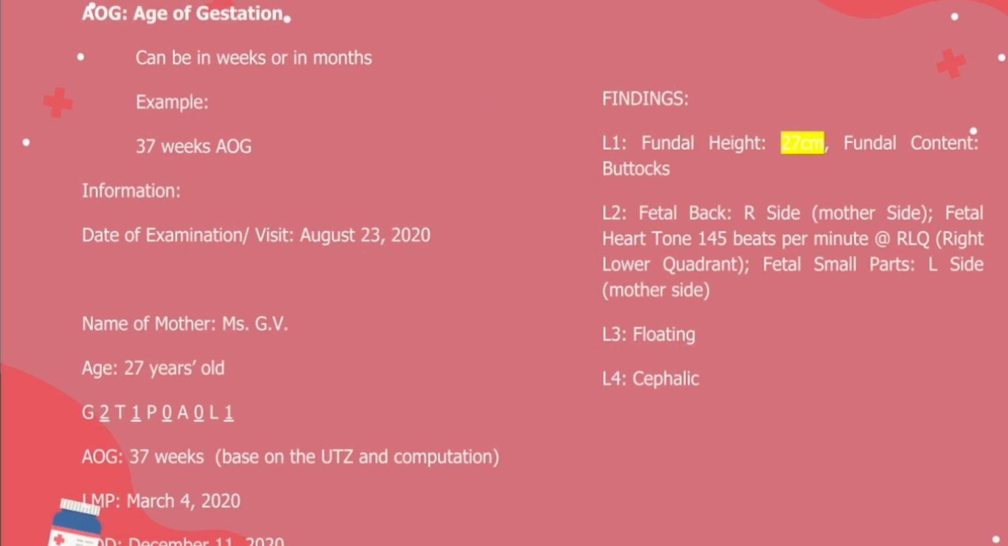And her findings are L1, the fundal height is 27, fundal content is in the buttocks. L2, fetal back, R side means right side, and the mother side. Fetal heart tone is 140 beats per minute, so that's normal. Or LQ, right lower quadrant. Fetal small parts in the left side of the mother. And L3, floating. L4 is cephalic.